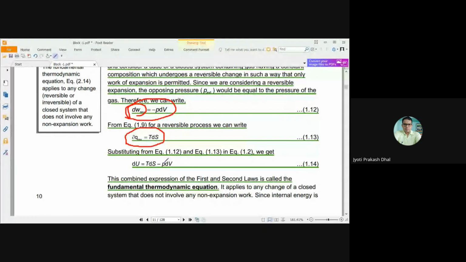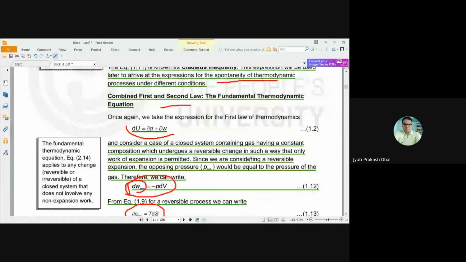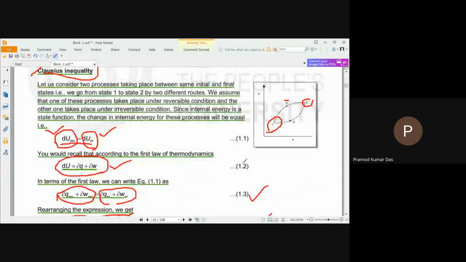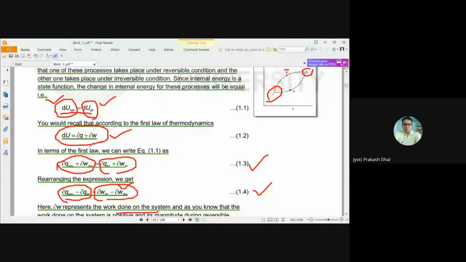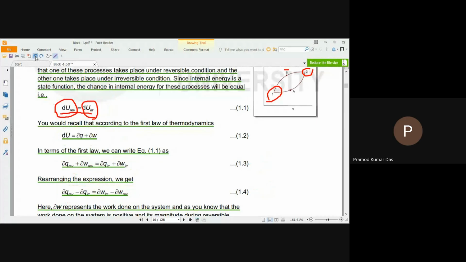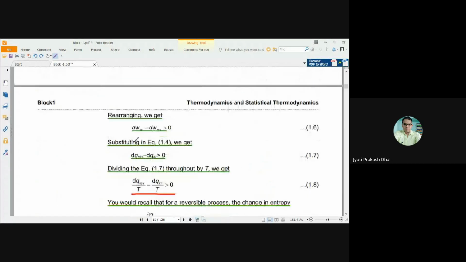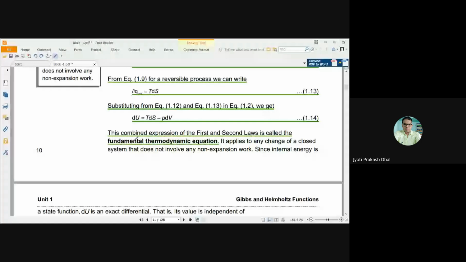After that, substituting from equations 12 and 13 in equation 2. So here this is equation 2. If you put the values of 12 and 13 in equation 2. Equation 2 is the mathematical statement of the first law of thermodynamics, that is dU equal to dQ plus dW. Here we are putting the values of dQ and also the values of dW. So whenever we put the values of dQ and dW, the equation will be like this.